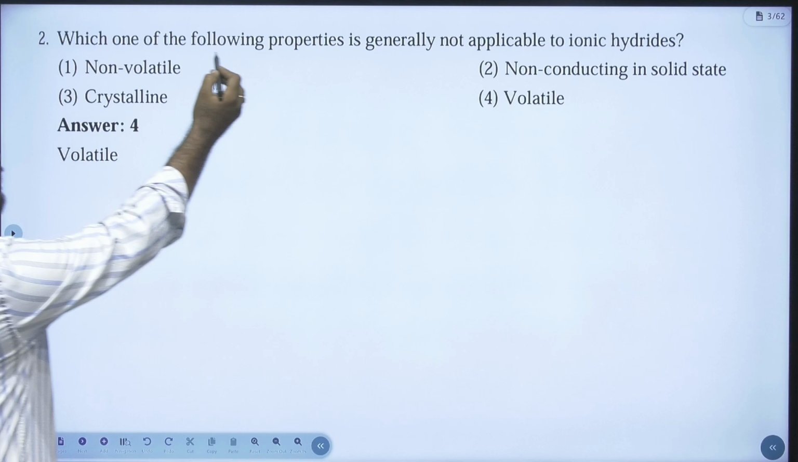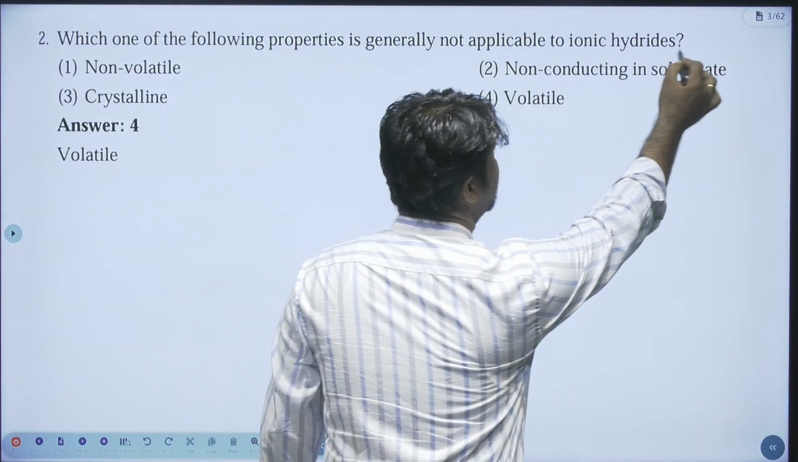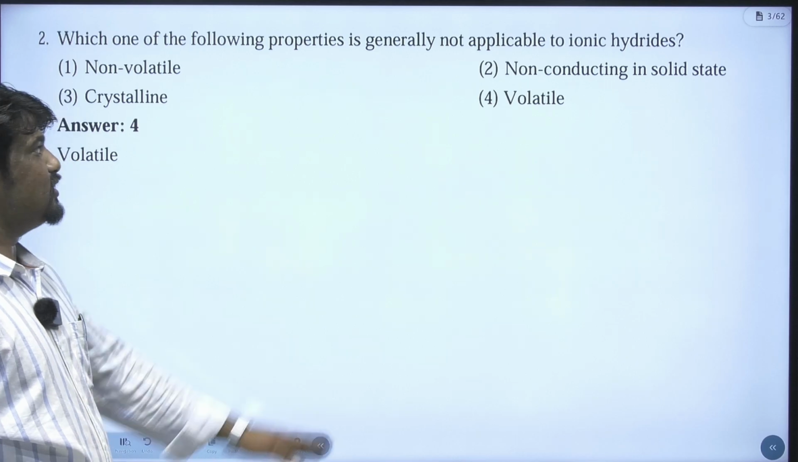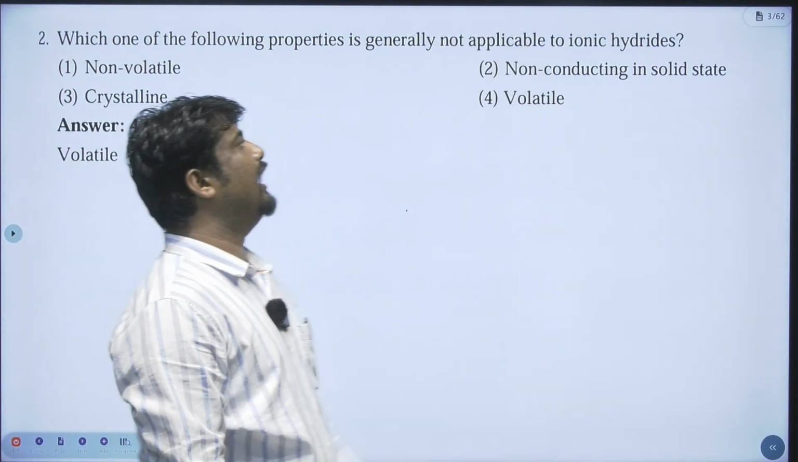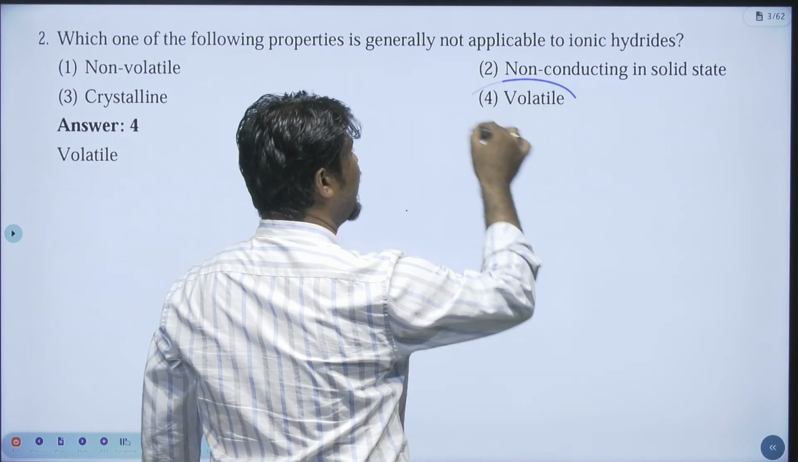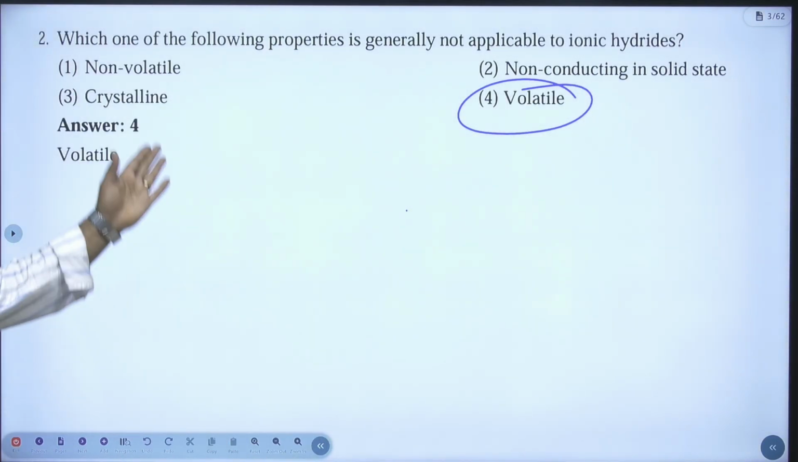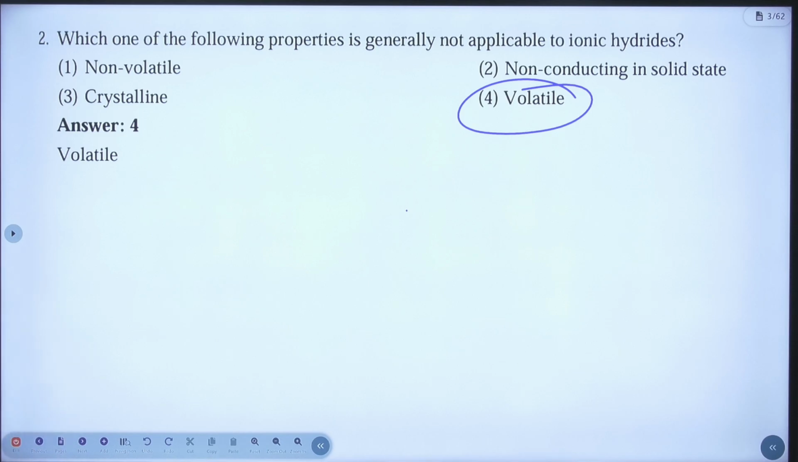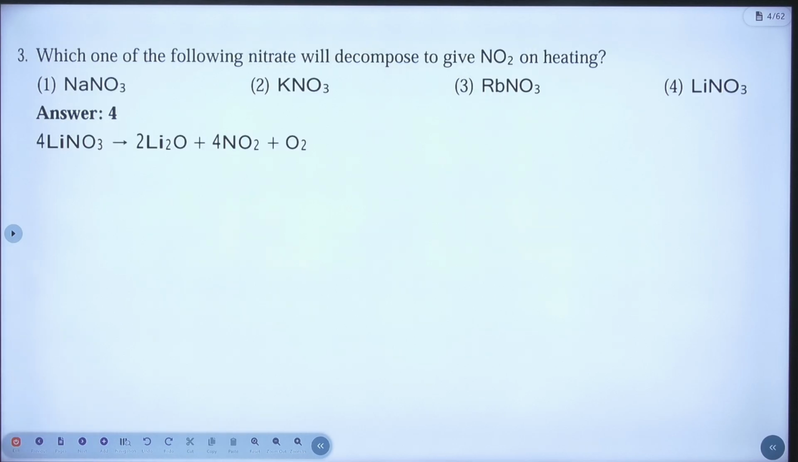Which one of the following properties is generally not applicable for ionic hydride? Which one is not applicable for ionic hydride property? See, the volatile property. So the volatile property is not applicable for ionic hydride. So the answer is 4. Go to the next question.